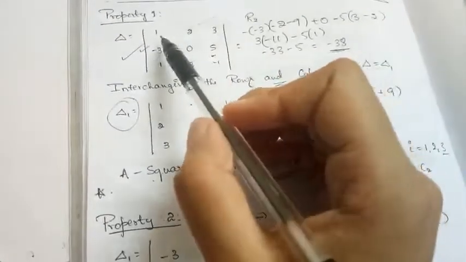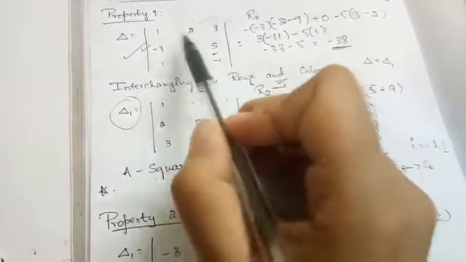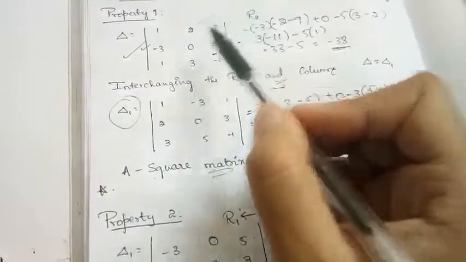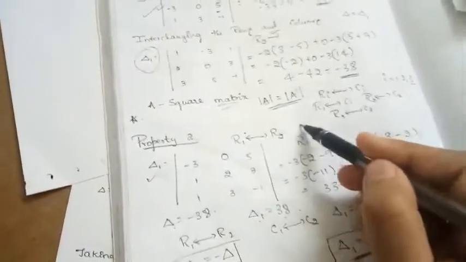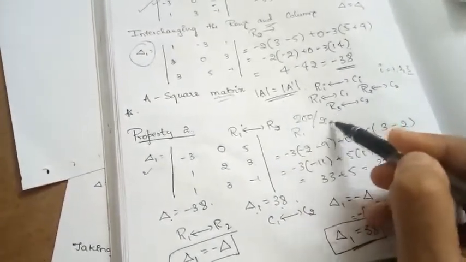So in the first property, we are interchanging the whole rows. If there are 3 rows, then 3 rows are interchanged into 3 columns and 3 columns are interchanged into 3 rows. The whole matrix is going to be interchanged, but in the second, only any 2 rows or any 2 columns are going to get interchanged. So this is regarding property 2.